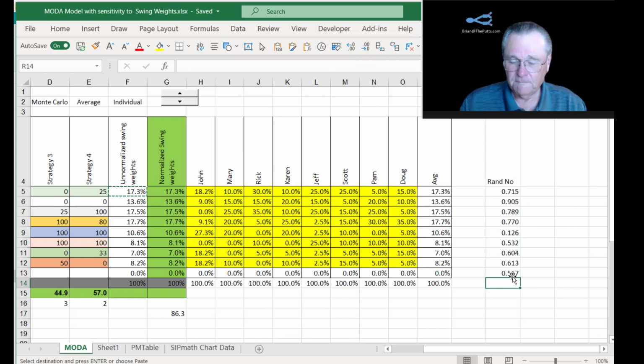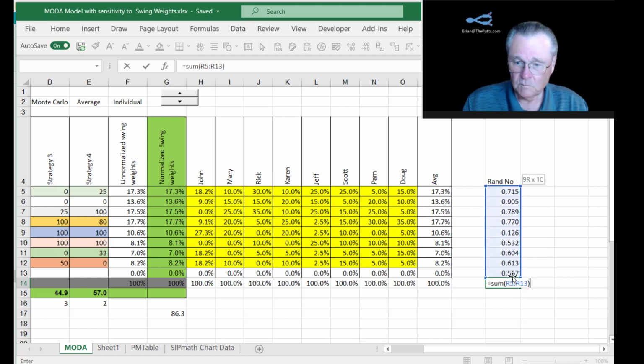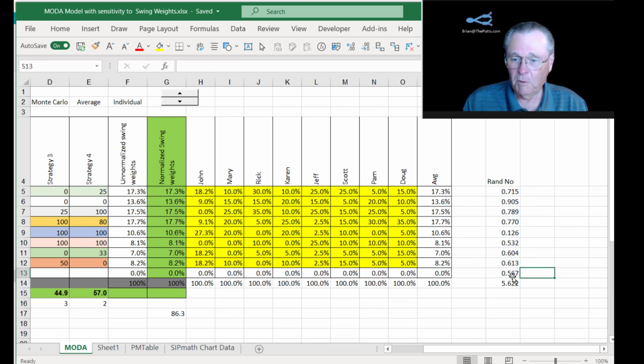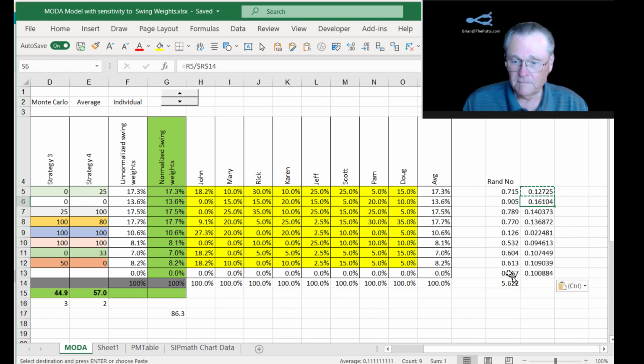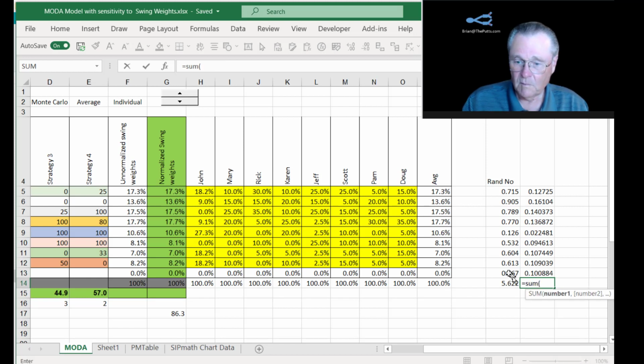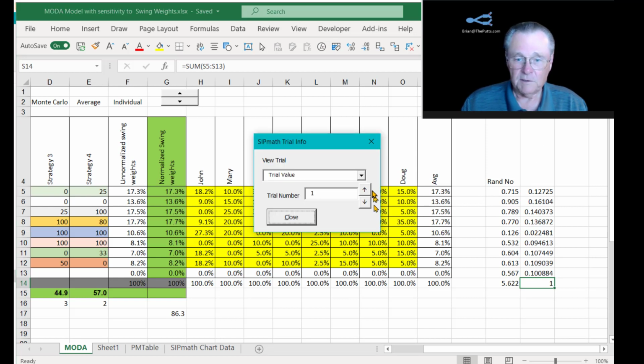Let's take the sum of these. And then we'll normalize these right here. So it's going to be equal to that divided by the sum of 4. And I can copy that down. And now these normalized weights add up to 100%. And they are also probabilistic. If I come over here to trials, I can go to different trials and you'll see that they're all moving.